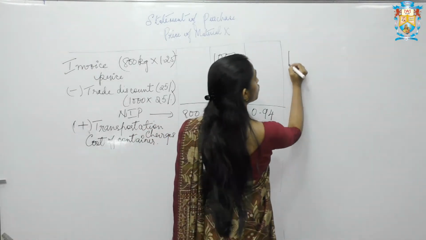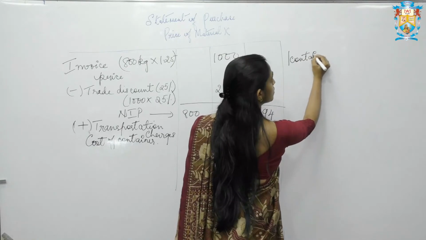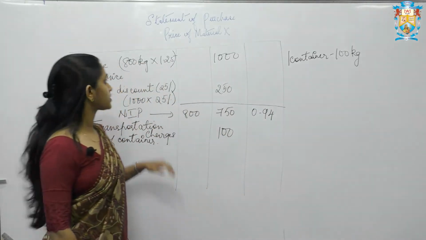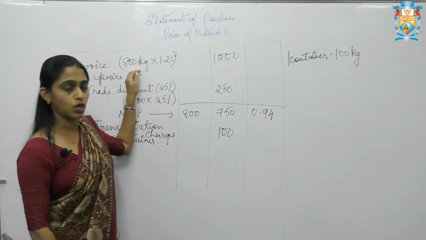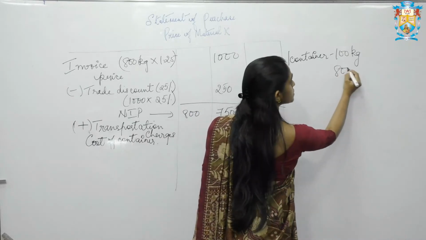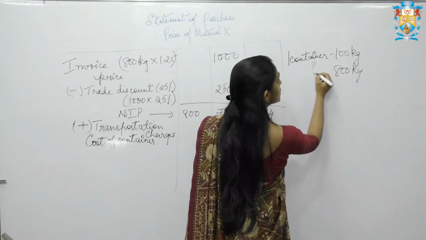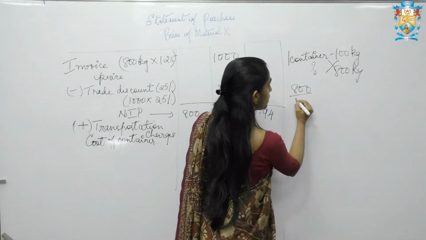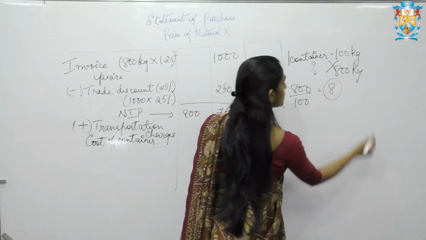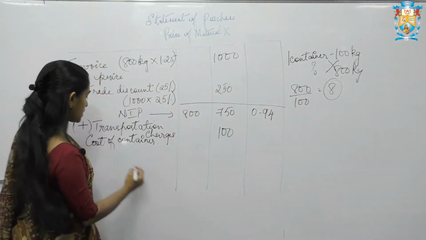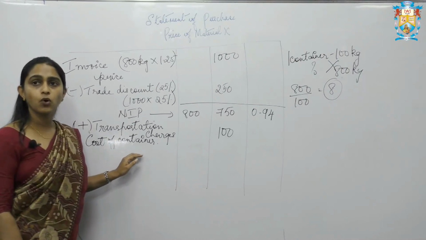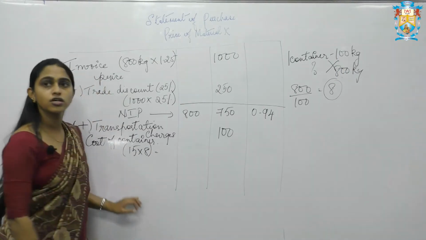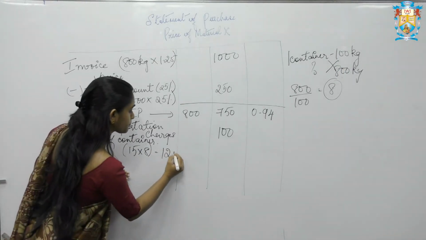In the question they have told one container consists of 100 kg. As per our question, we are having 800 kgs in the lot. So for 800 kgs, how many containers? When you cross multiply, you get to divide 800 with 100. We get 8 containers. And the cost for one container, they have told it is 15 rupees. 8 into 15, you get it as 120.